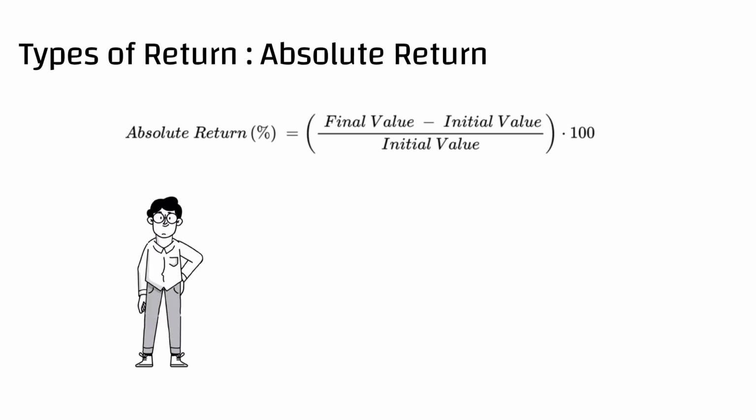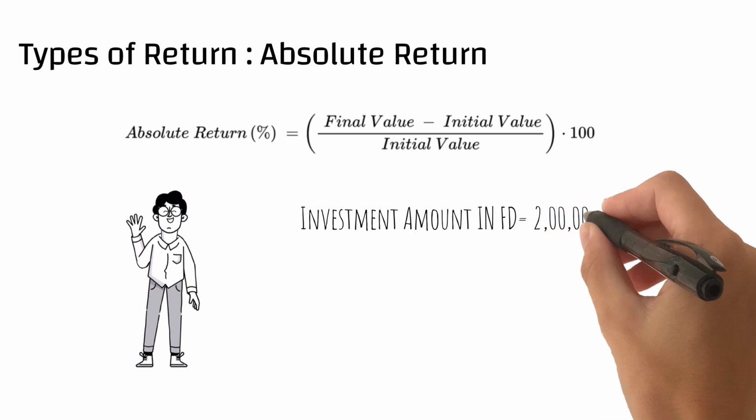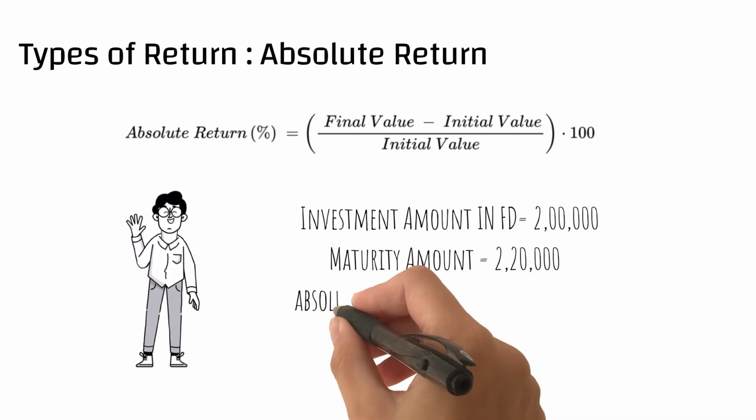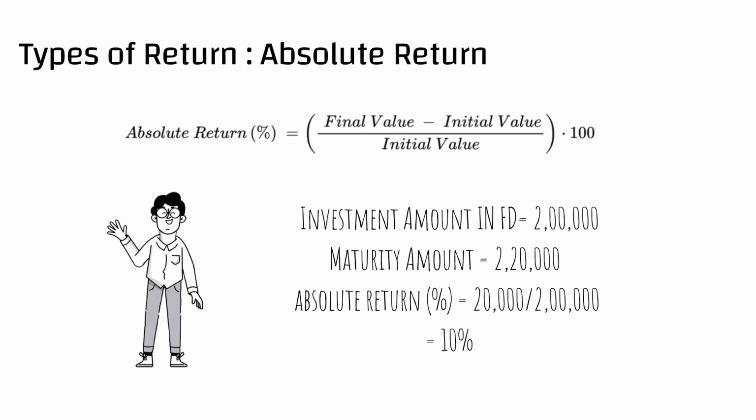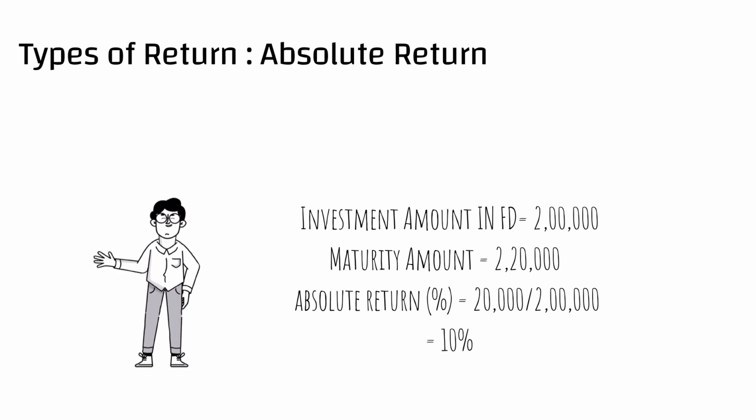Here is Devers who has invested 2 lakhs in fixed deposit which gave a maturity amount of 2 lakh 20,000 post a year. So the absolute return calculated would be the difference, which is 20,000 in this scenario, divided by the initial amount, which is 2 lakhs, which comes out to be 10%.